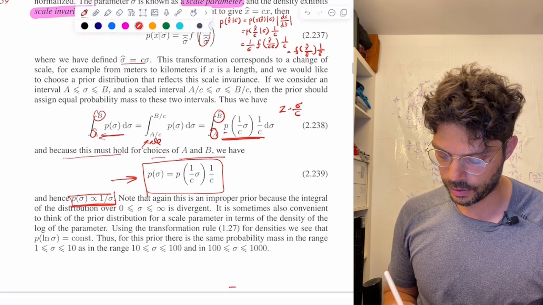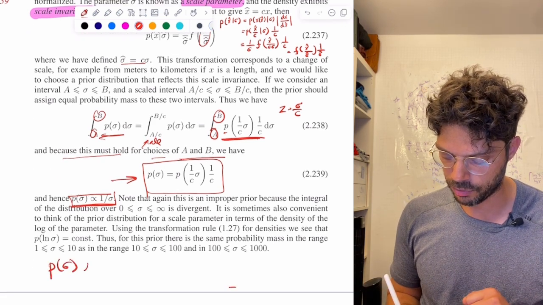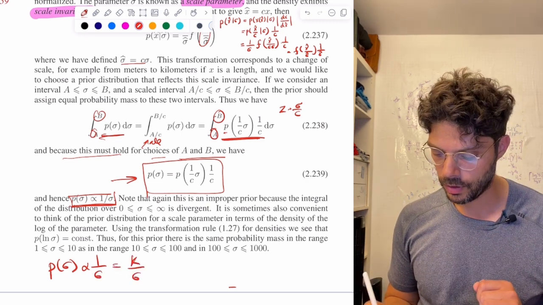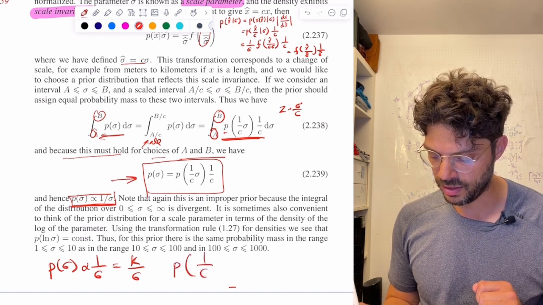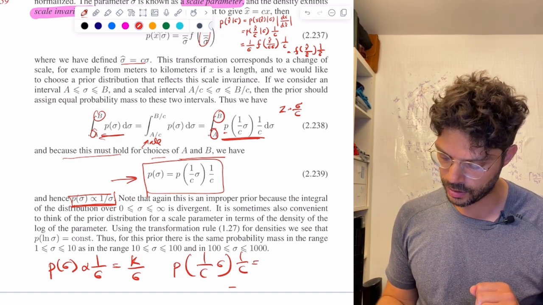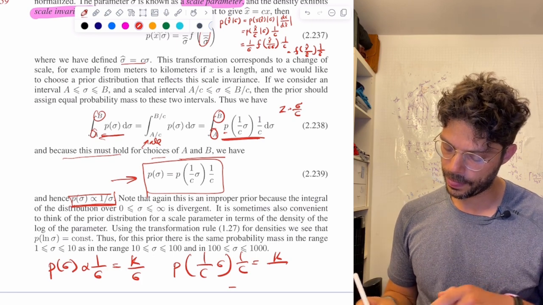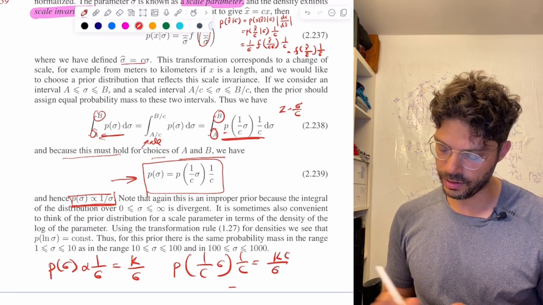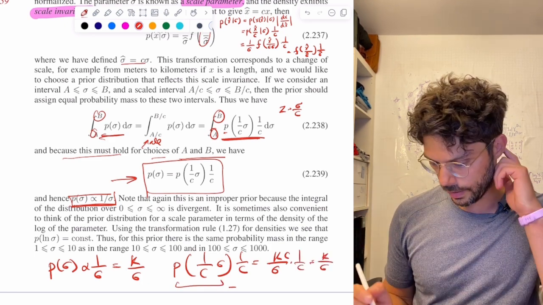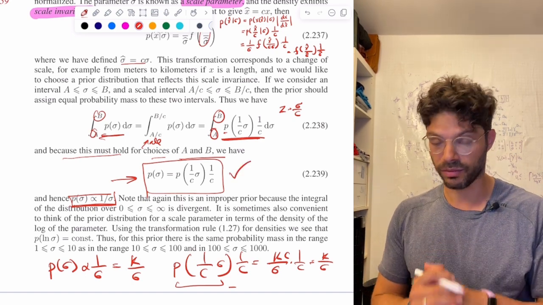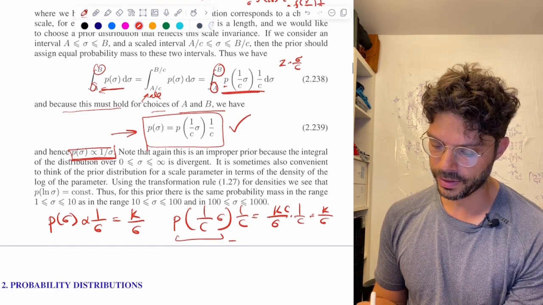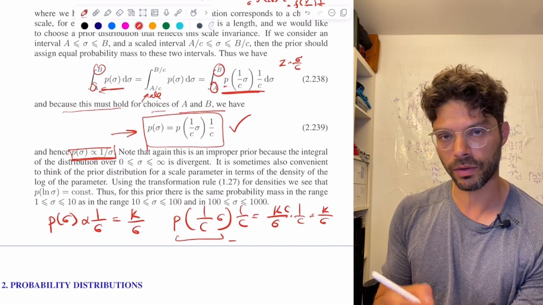So if we have P of sigma proportional to 1 over sigma, let's just call it K over sigma. Now then, if we go P of 1 over c sigma, 1 over c is just going to equal K over sigma times c, right? So that's this part, times 1 over c, which is K over sigma. So lo and behold, this does hold. Okay, so I haven't checked whether there are other solutions. Note that again, this is an improper prior, because if you integrate 1 over sigma, it diverges.